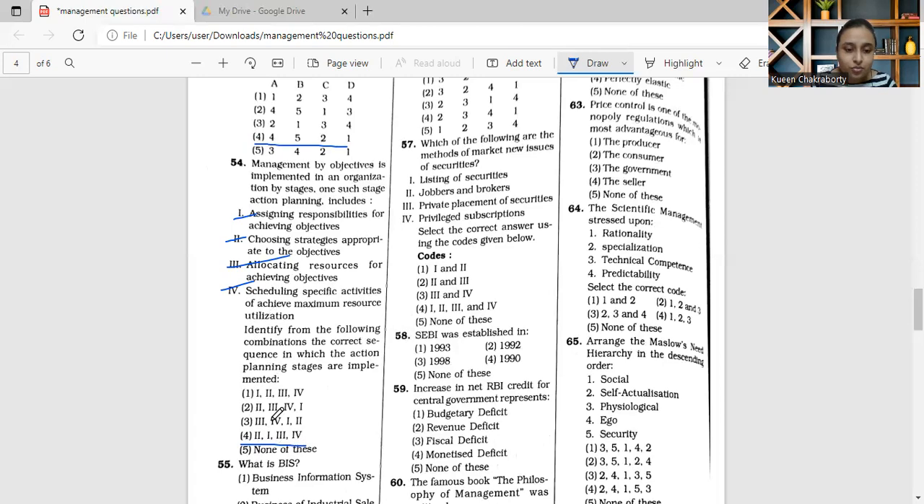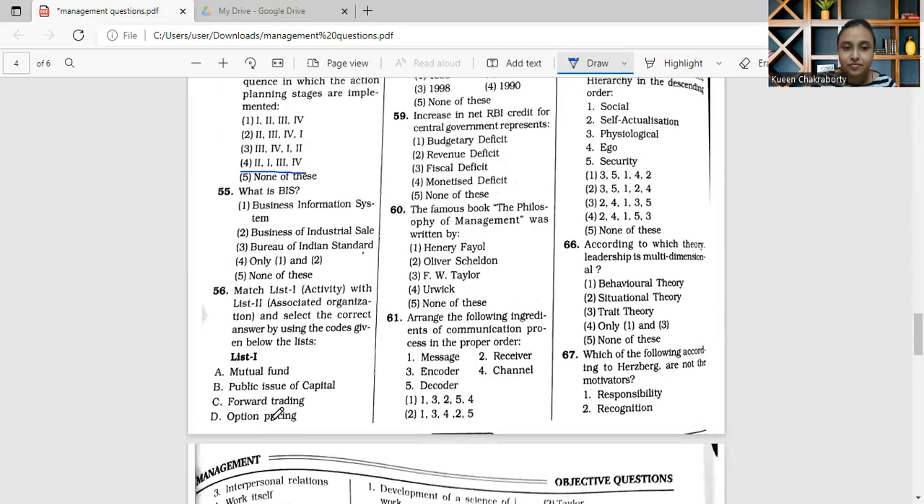Next, moving on to question number 55. What is a BIS? Many of you might already know the full form, but let's still discuss. BIS has 5 options: Business Information System, Business of Industrial Skill, Bureau of Indian Standards, only 1 and 2, and none of these. Only 1 and 2 will definitely not be correct, because BIS cannot have 2 full forms.